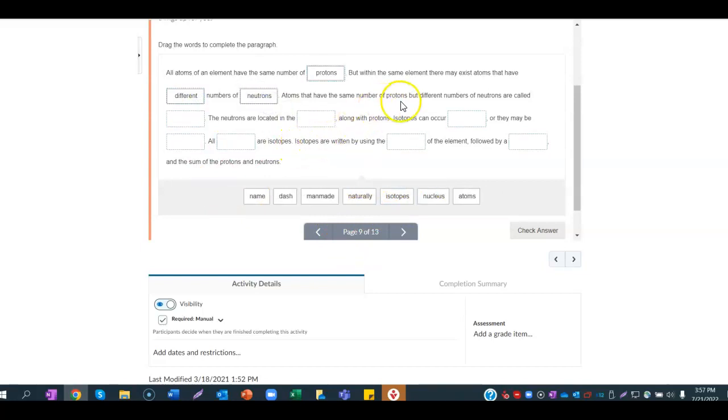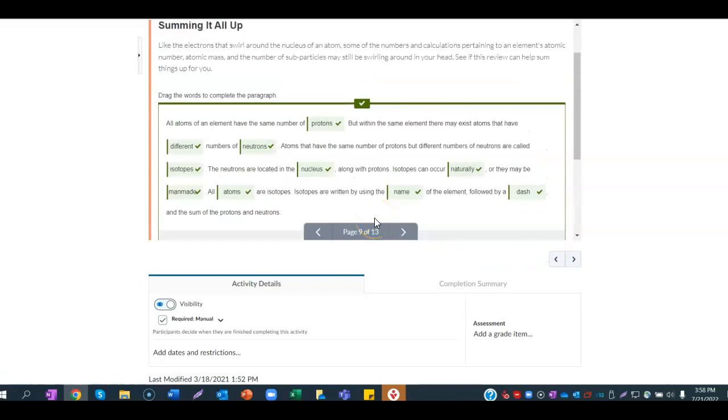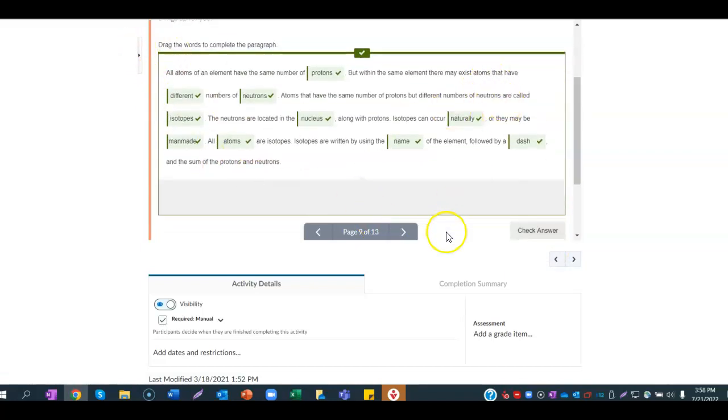Atoms that have the same number of protons but different number of neutrons are called isotopes. The neutrons are located in the nucleus along with protons. Isotopes can occur naturally or they can be man-made. All atoms are isotopes. Isotopes are written using the name of the element followed by a dash and the sum of the protons and neutrons. So if you check that, we got them all correct. And you may want to take a screenshot of this and put it in your notes as well.